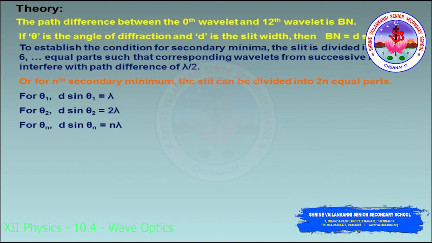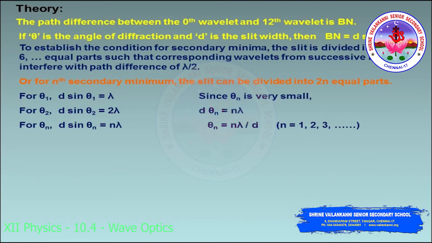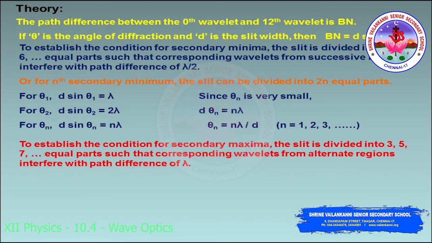So d sin theta equals lambda, or d sin theta 1 equals lambda for the theta 1 case. So we have taken a number of cases. We will get theta n equals n lambda by d, where n equals 1, 2, 3 till n number of cases we have taken. So the direction of various minima we will also see.